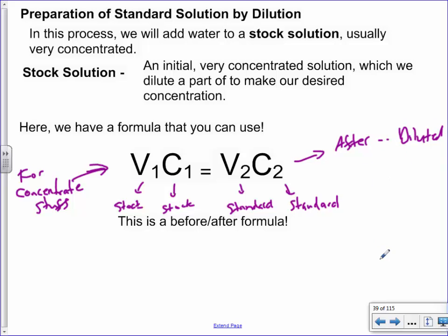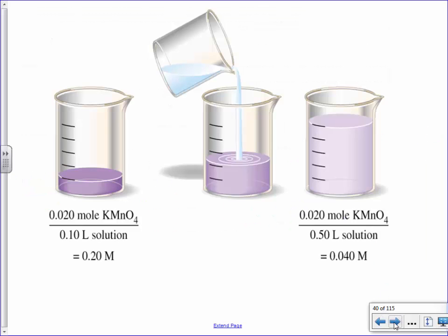Let me do an example. I think that's what's up next here. Oh, picture slide. How do you make a solution by diluting it? You just add water. There's nothing special to it. Just add some water.